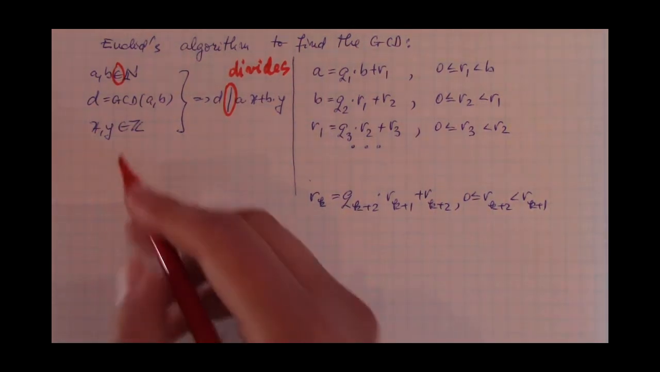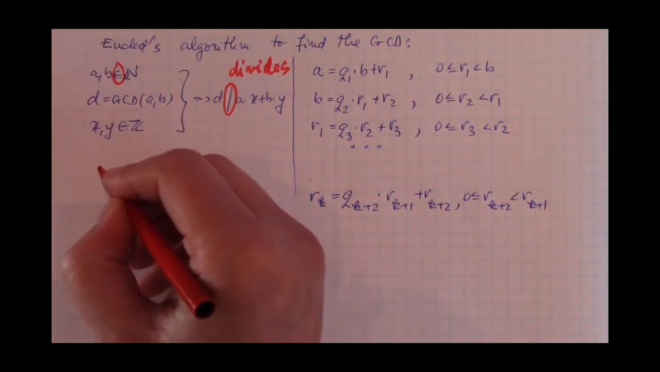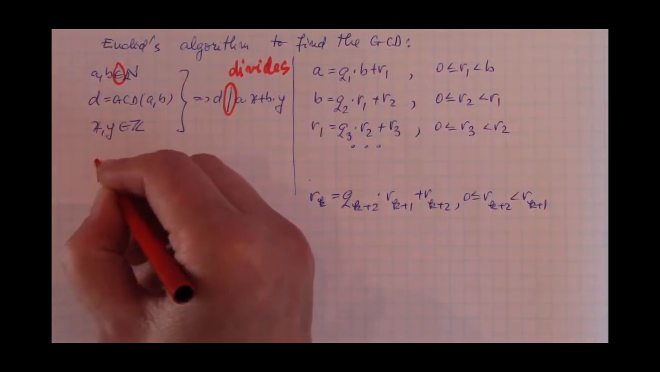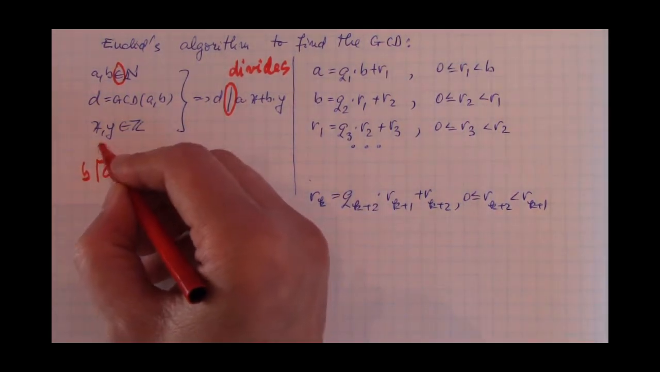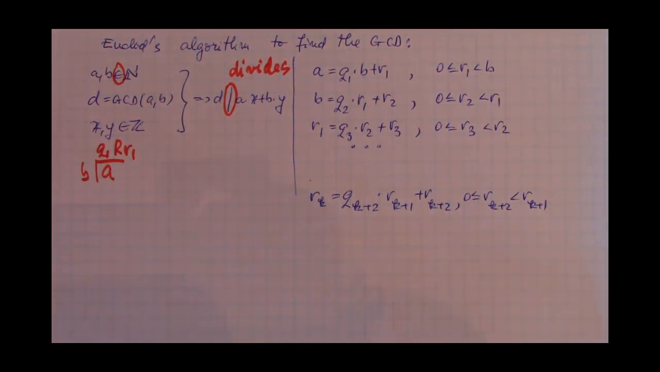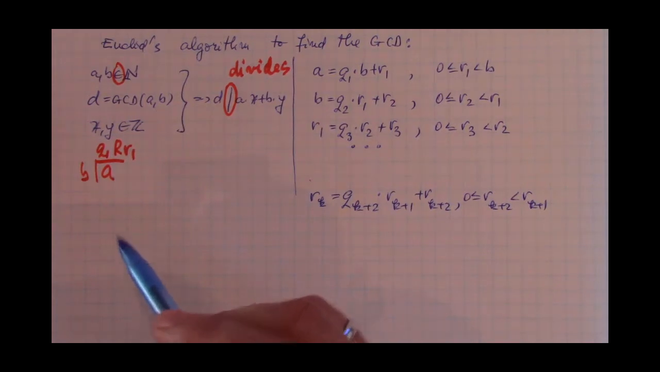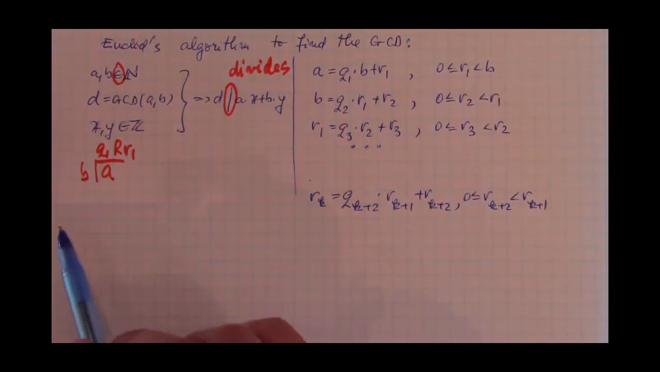Now, here's how the algorithm goes. We've got these two numbers A and B. Let's say we divide A by B. When we divide A by B, we get a quotient Q1 and the remainder R1. This is how you would write your division, but it's a little bit harder to manipulate in mathematical equations.